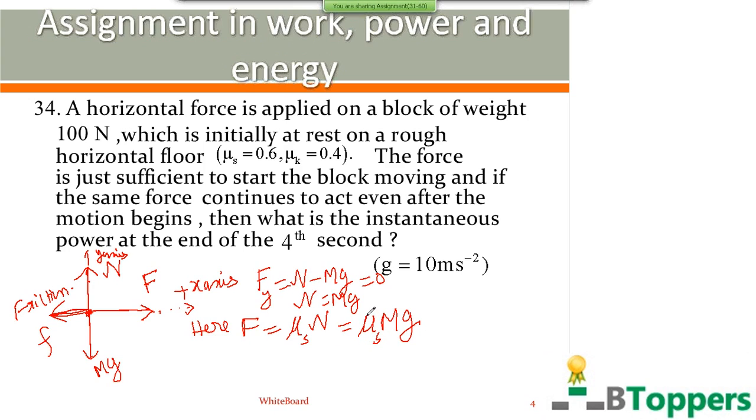So the magnitude of the horizontal force applied on the block can be taken to be equal to the magnitude of the limiting friction, or maximum value of force of static friction, which is equal to μs into N or μs into mg. Here μs is given as 0.6, and the weight mg of the block is given as 100 newtons. So the magnitude of the horizontal force applied on the block is 60 newtons.